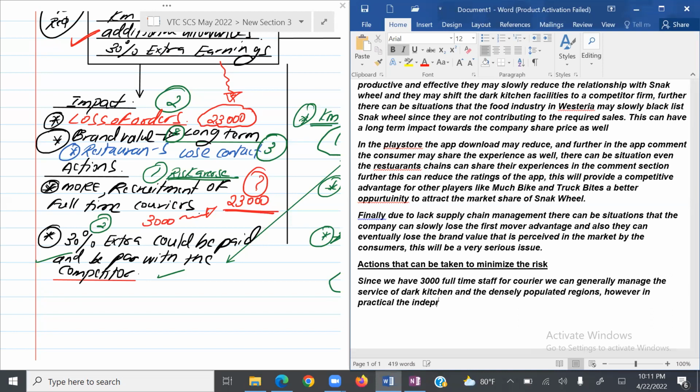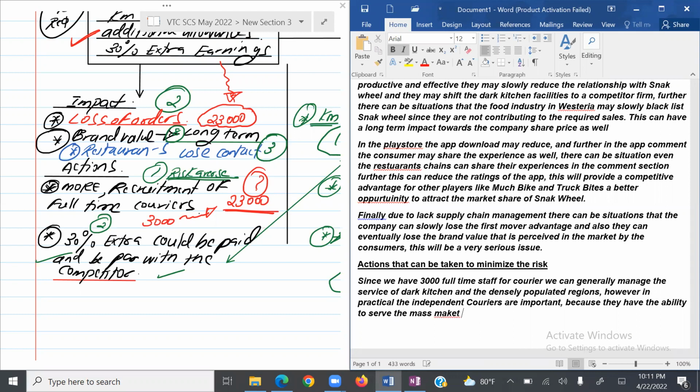the independent couriers are important. Get this understanding very, very well, because they have the ability. Again, understand it very clearly, students. They have the ability to serve the mass market.